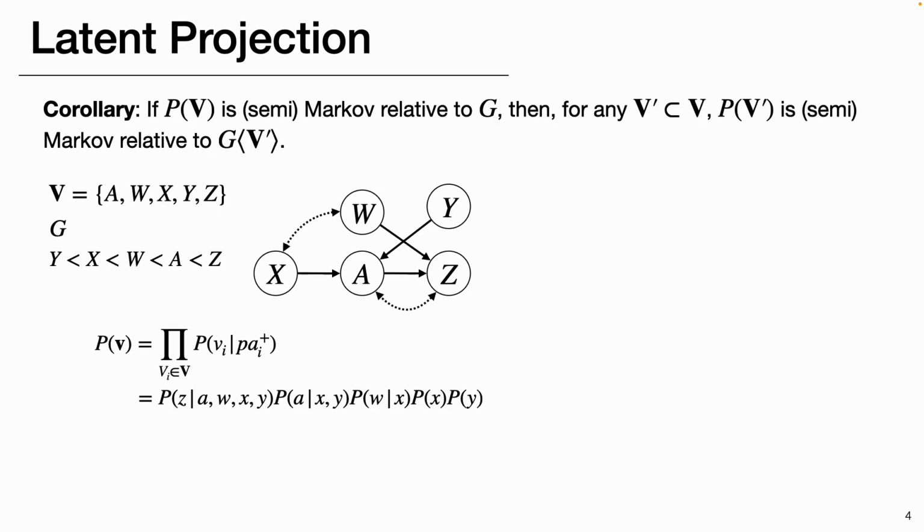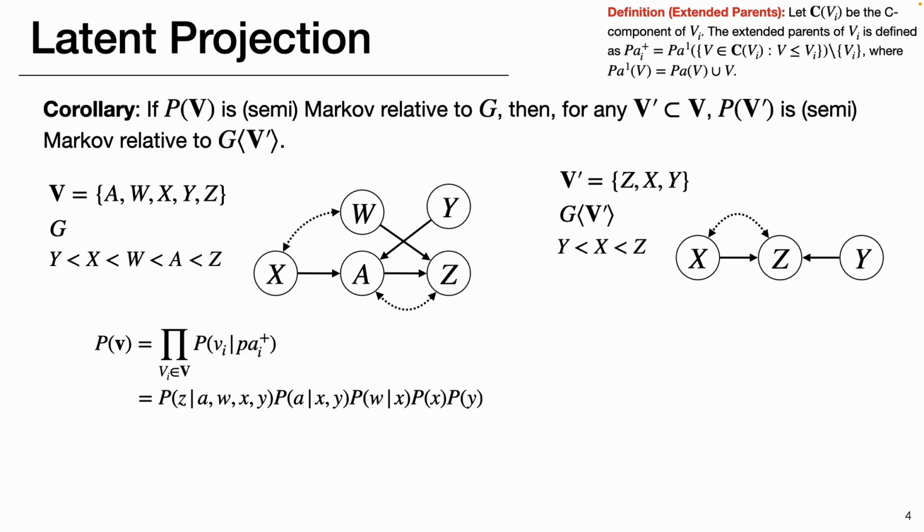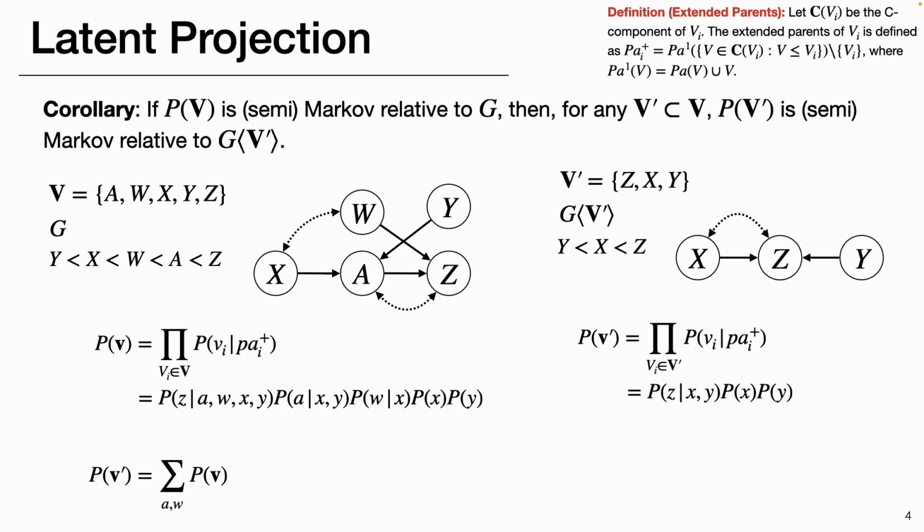Now, this is just a copy, so you can have a reference. If we consider a subset V prime, what will happen is that we take the same factorization now according to the extended parents of this graph, and I'm showing how you can compare, saying that both are exactly the same. From this left side, we know that this is the PV, and the probability of PV prime is just summing over the variables that we are removing, right?